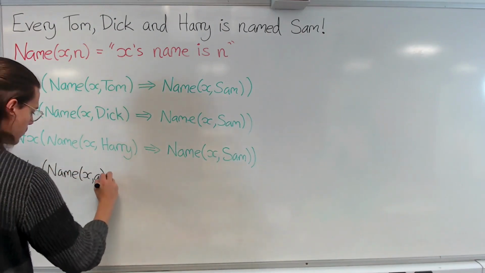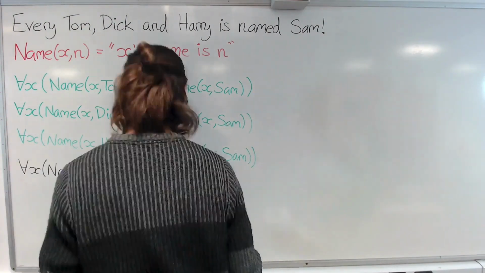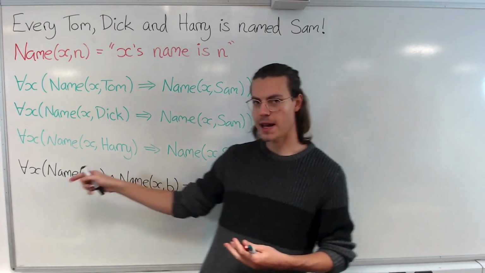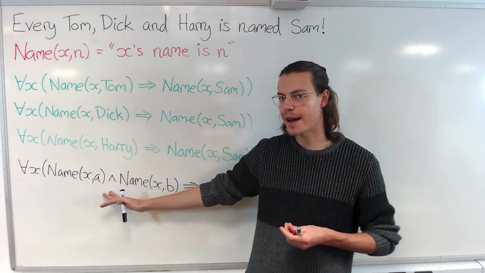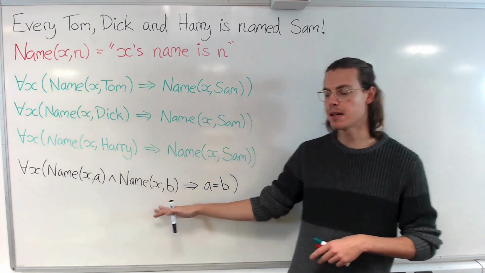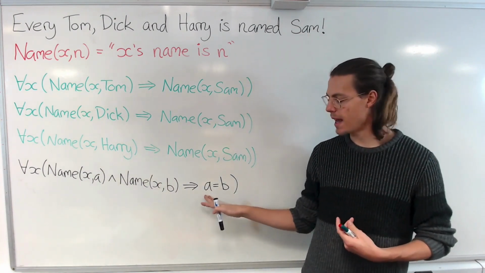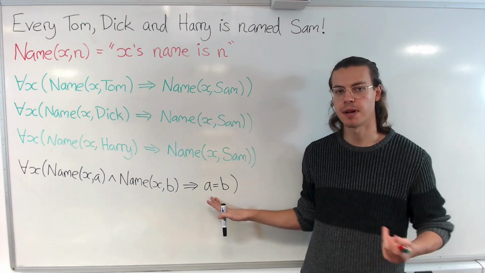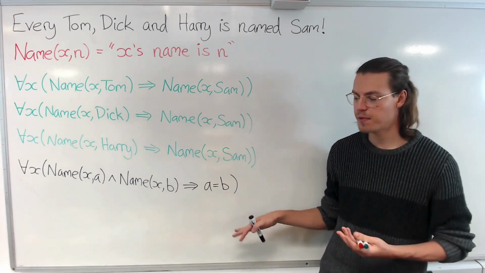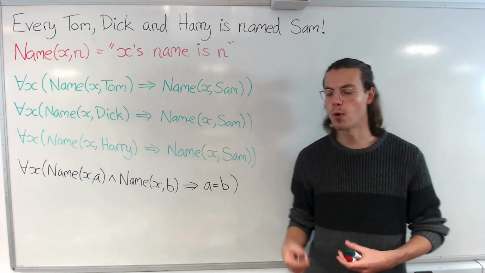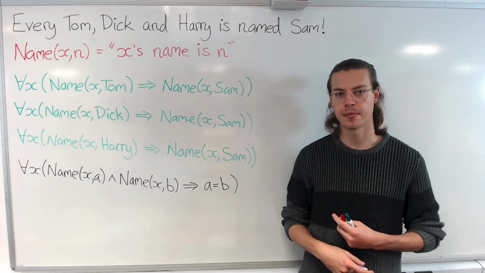Again, this says for any person X, if X's name is A and X's name is B, then A and B are equal. A and B are the same name. And this expresses that every person has exactly one first name.